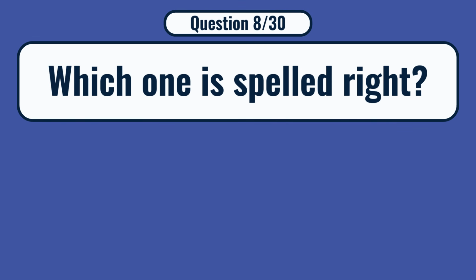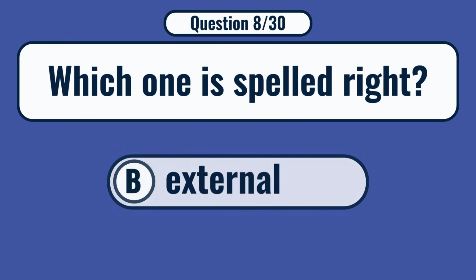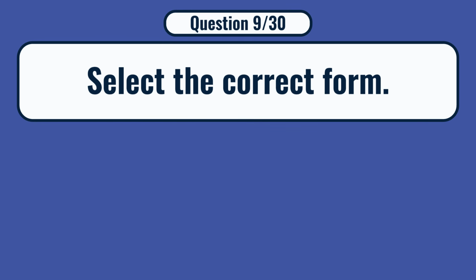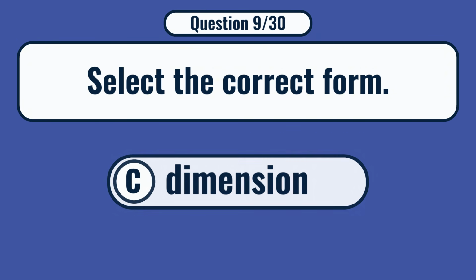Which one is spelled right? Answer B. External. Select the correct form. Answer C. Dimension.